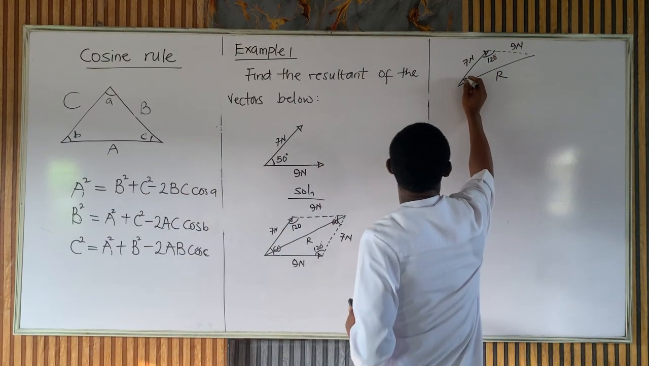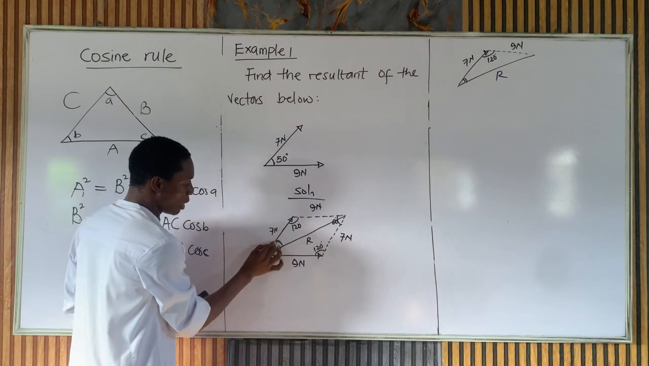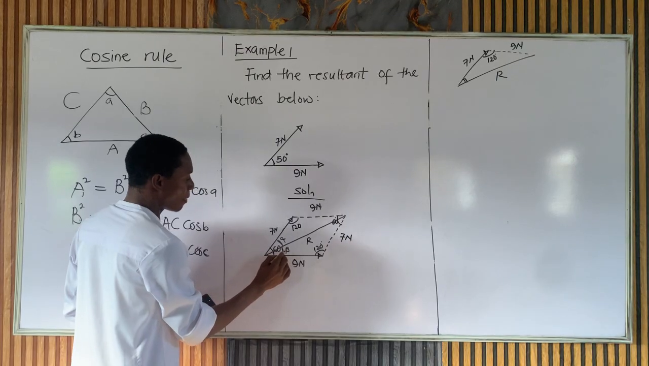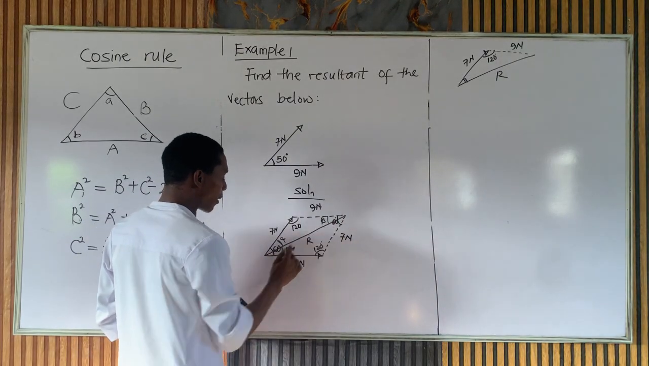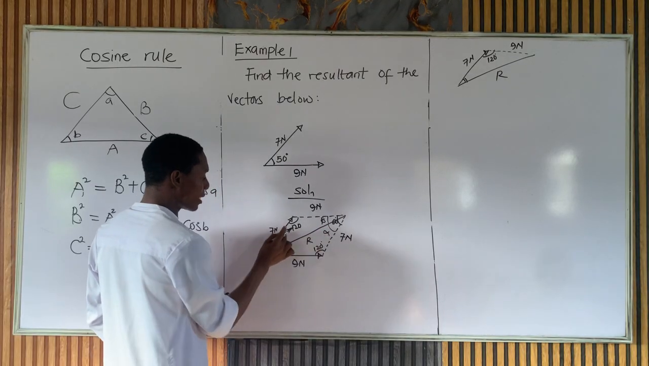Now, what's the angle here? We're not given it actually. But you see, the angle here alone, you can call it alpha. The angle here alone, you can call it beta. And the angle here, you can call it beta. It should be beta because it alternates to this. And the lower angle here should be called alpha because it alternates to this.